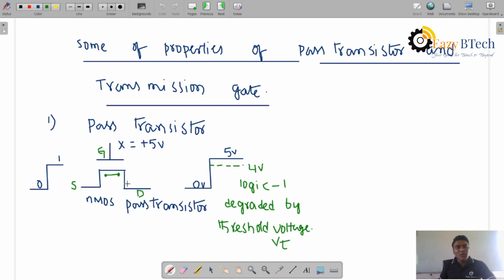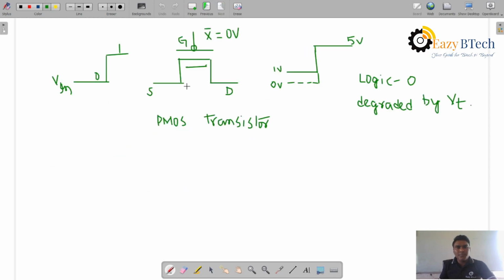The logic is applied through source and drain. So when logic 1 is applied, this is a logic 1 level, this is a 0 level. Then the output is 0, the 1 level is degraded by threshold voltage. Now we are applying logic 1 through source and drain, external gate voltage 0 is applied. Logic 0 level is degraded by threshold voltage Vt. Right? So it is a threshold voltage of -1 and +1 for NMOS transistor.